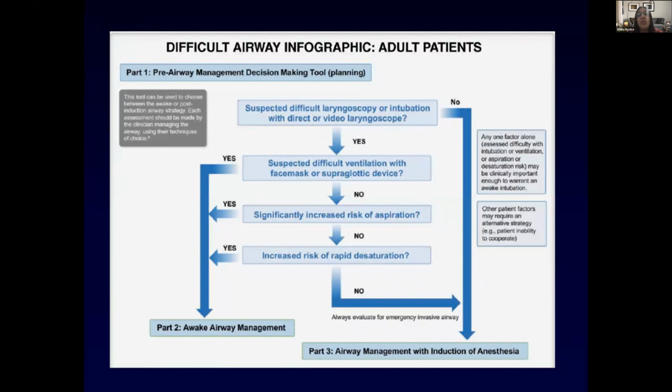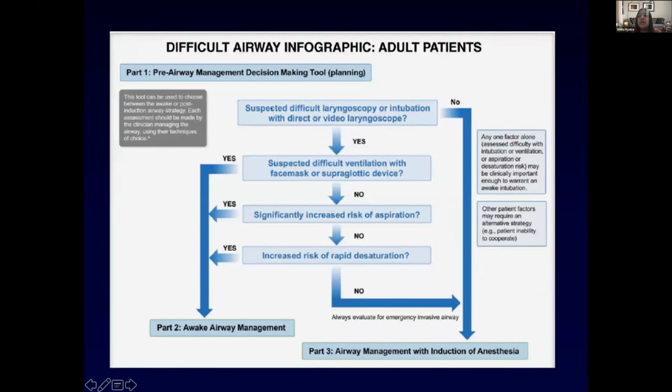And again, you might go through the same algorithm and decide on awake, whereas I might decide to do this asleep. So again, it's not a fixed algorithm. The beauty of this is it's flexible depending upon your expertise, depending upon your setting, and depending upon your availability of equipment. So just to put you through this decision tree, I think this is really, really beautiful, because before intubating anyone, I go through this decision tree because I find this very useful.